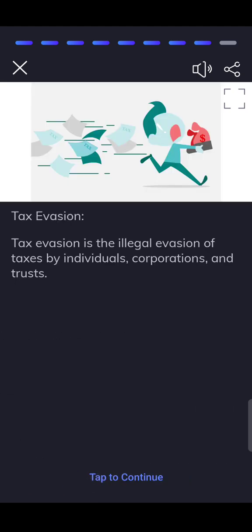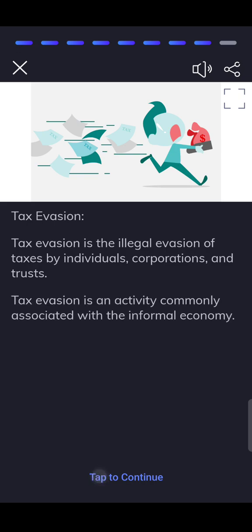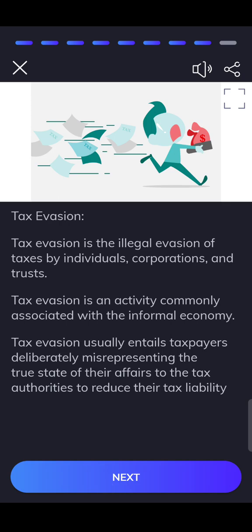Tax evasion. Tax evasion is the illegal evasion of taxes by individuals, corporations, and trusts. Tax evasion is an activity commonly associated with the informal economy. Tax evasion usually entails taxpayers deliberately misrepresenting the true state of their affairs to the tax authorities to reduce their tax liability.